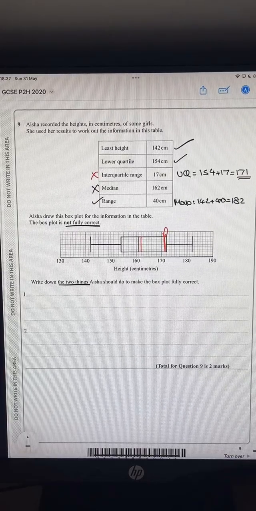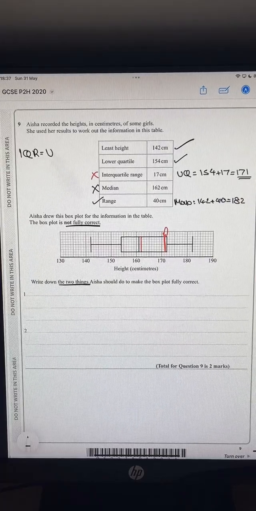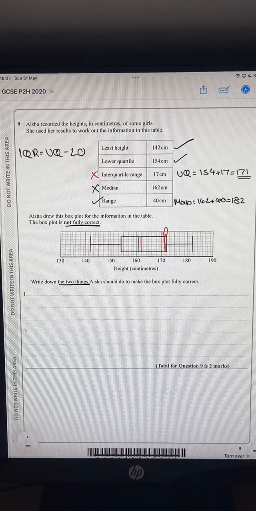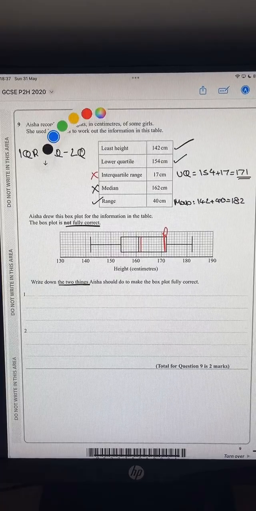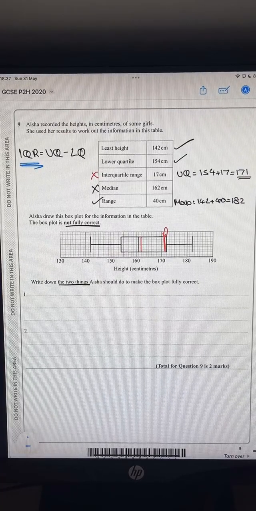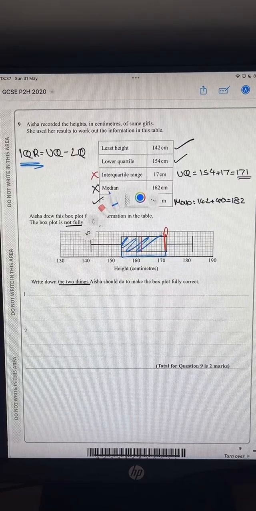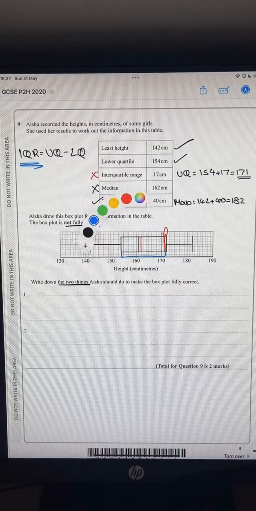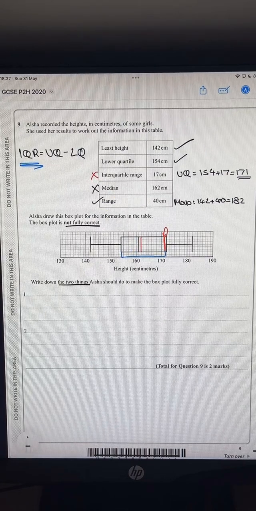Can you explain the interquartile range again? Of course. So the interquartile range is literally just equal to the upper quartile minus the lower quartile. I'll annotate it in blue on this diagram. It is basically just this box. This box part is your interquartile range. That's your IQR. Nice and easy to remember. It's the box part of a box plot.